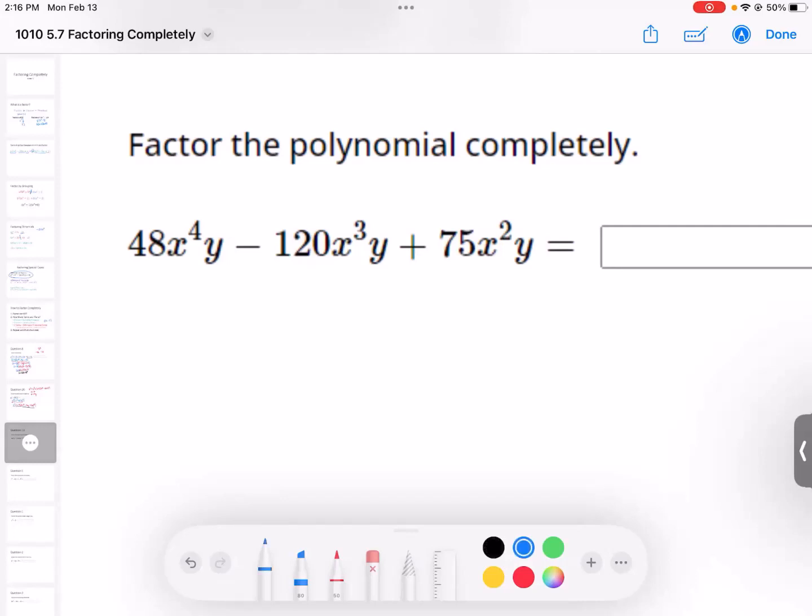Yep, you always want to check and see if there's a greatest common factor. So we'll look at all three terms. And what do all three terms have in common? Yep, they both have an x squared and a y. Is there anything else they have in common?